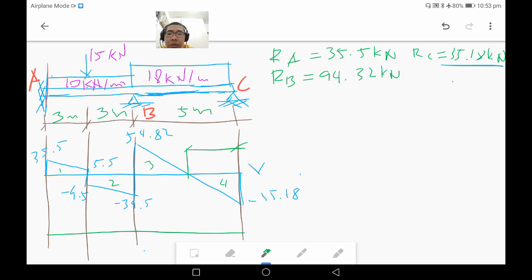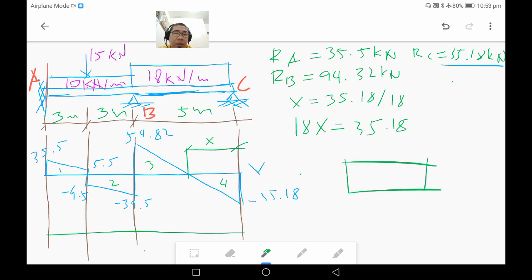So, that is x. So, what's the value of x? X equals 35.18 divided by 18. No? Kasi 18x equals 35.18. Kaya naging ganyan. Kasi 18 kilonewton per meter yan eh. At distance x, i-0 naman shear dito eh. This is 0 shear. So, parang ganun siya, di ba? This is 0. This is 35.18. This is X, no? And this is 18. Summation of forces sa vertical.